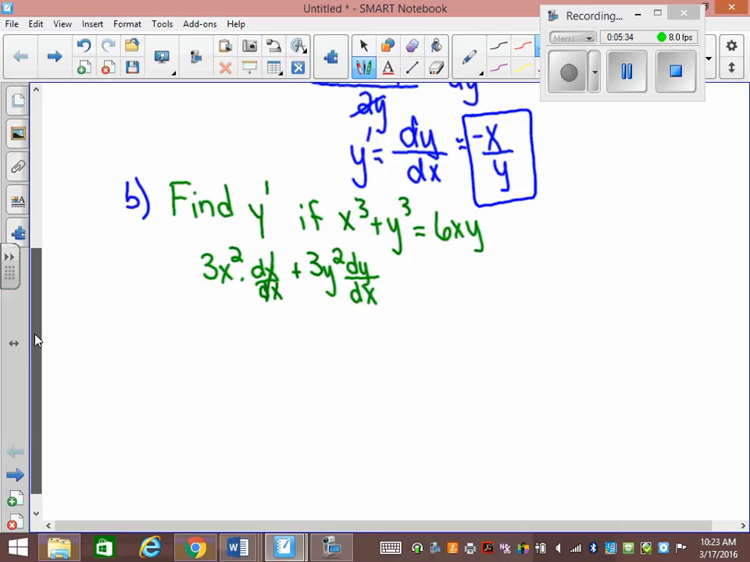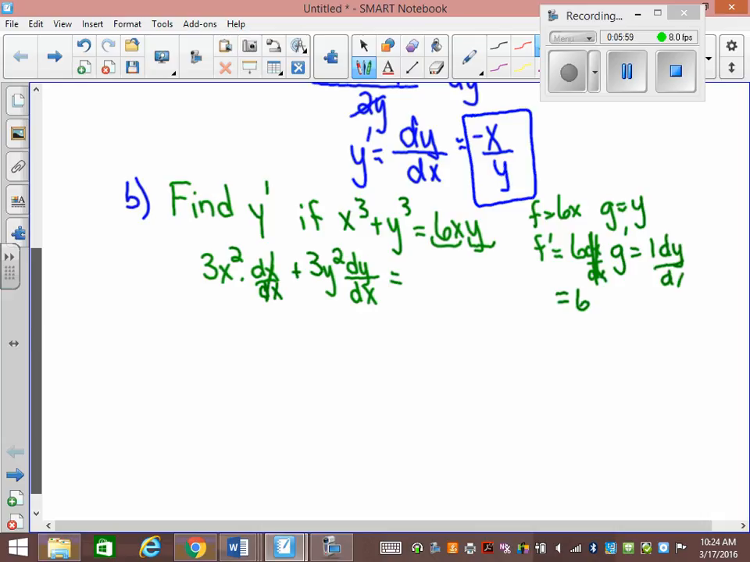And then it equals, so f equals 6x, g equals y, f prime equals 6, g prime equals, derivative of y is 1. This would actually be 6 dx over dx, technically. So that goes away, so it's just 6. This would be 1 dy over dx, or just dy over dx.